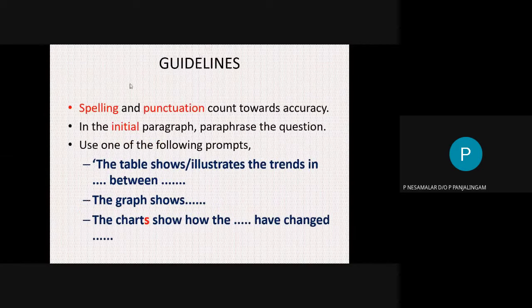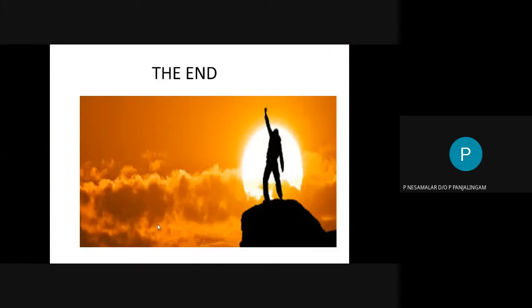Now, you cannot also ignore spelling and punctuation because carelessness in this could bring your grade down. In the introduction, be sure to paraphrase the question and do not just blindly copy it because then you might have errors in your sentence structure. You could use one of these following items to begin the very first sentence. And remember, if you have two pie charts, then the verb has to agree with the plural subject and has to be show and not shows.